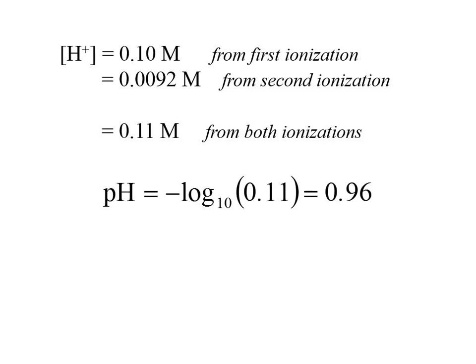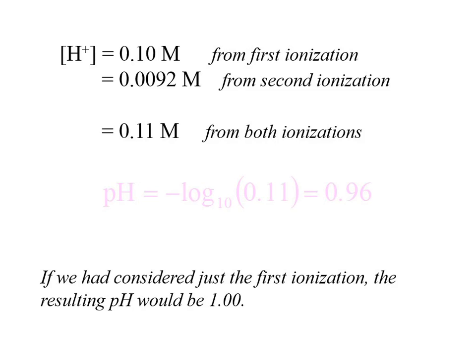Okay? So, in other words, we bumped it 0.04 units on the pH scale. But moving around on the pH scale is not linear. It's a logarithmic scale. So that's significant. So those are the 2 pHs. The 0.96 if you consider both ionizations, 1.00 if you only consider the first one.